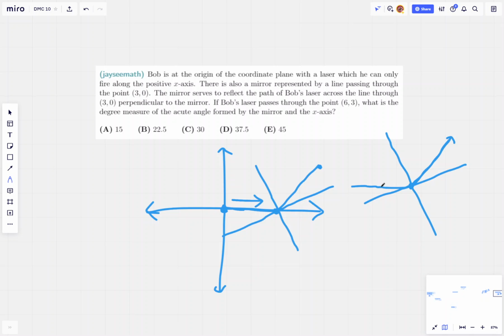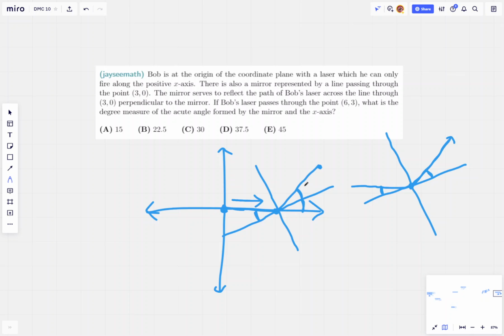Now, it must be true that this angle is congruent to this angle. In our diagram, we see that this angle is congruent to this angle. This is because of reflections across this perpendicular line, and these angles are preserved over this reflection. Now, this also means that by vertical angles, by using the x-axis and the mirror, we see that this angle is congruent to this angle.